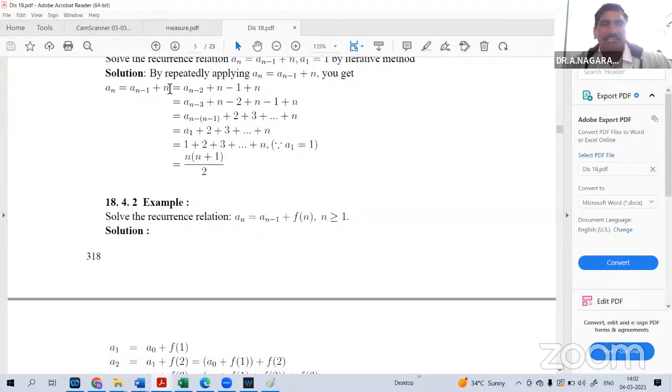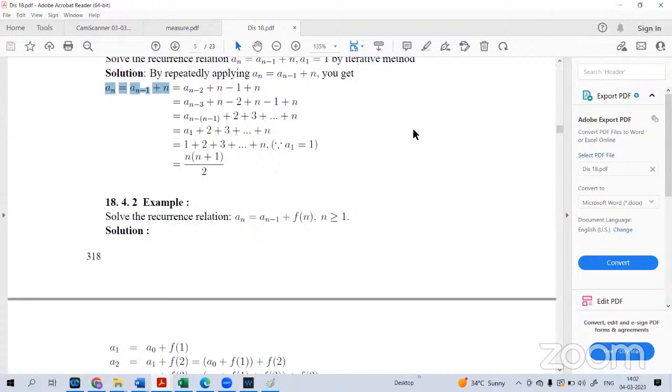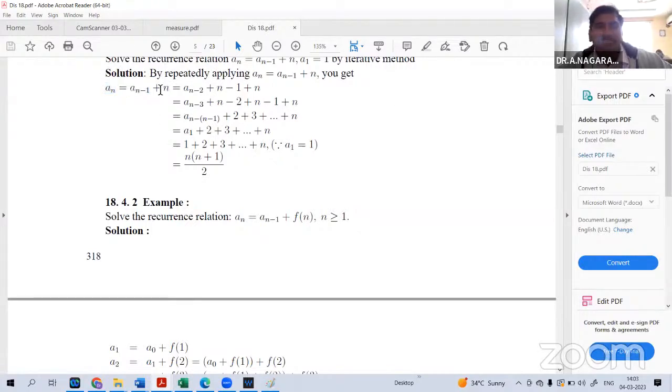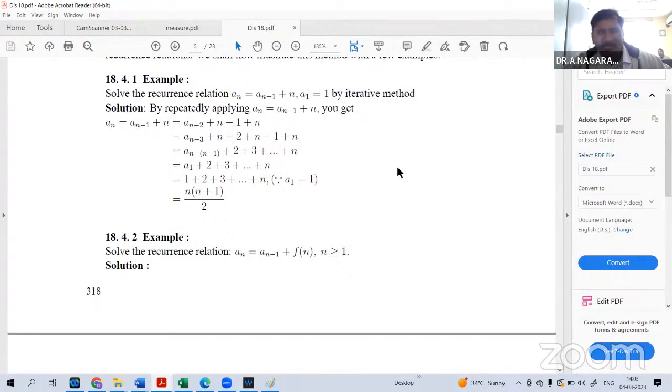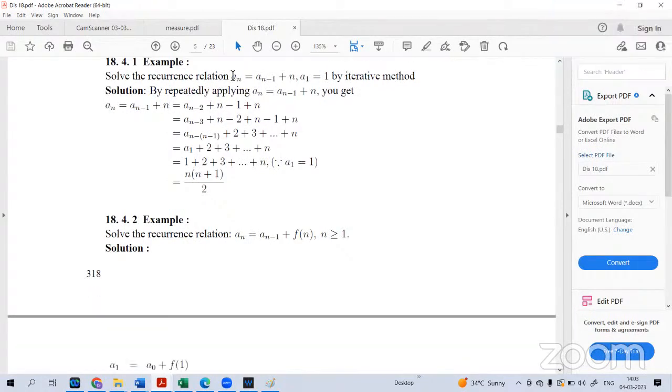For example, this is clearly a homogeneous case, and a non-homogeneous case we can also get. I did not give a non-homogeneous case, but I gave a homogeneous case. But how do I solve a non-homogeneous case? We have to go for iterative methods. What is the iterative method? a n equal to a n minus 1 plus n.